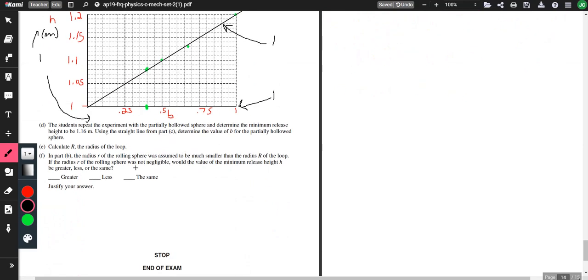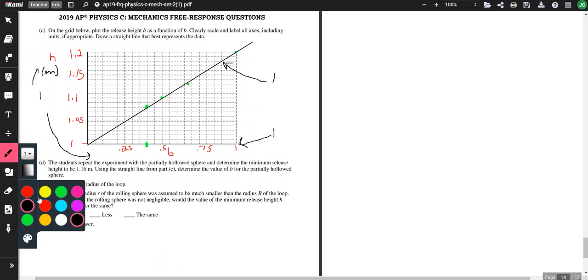All right, going to part D. Let's see. The students repeat this with the partially hollowed sphere. Determine the minimum release height to be 1.16. And they want us to figure out what this B value is. So the best way to do it, now you might think that the best thing to do is to go onto this line and pretty much just read it from your line of best fit. Unfortunately, they will not give you credit for this. They want calculations. They want work for this.